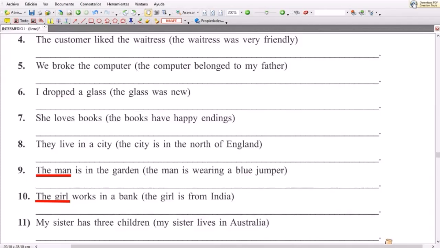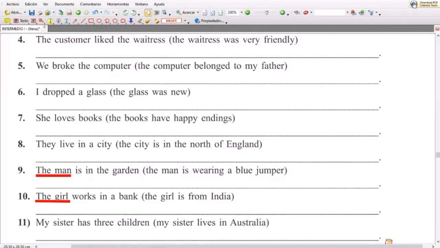Casi nunca me lo organizan bien. Very nice. The man who is wearing a blue jumper is in the garden. Can you give me another option with that sentence? The man who is in the garden is wearing a blue jumper. Excellent, Anna. 20 points for you. Thank you. Excellent. Very nice.